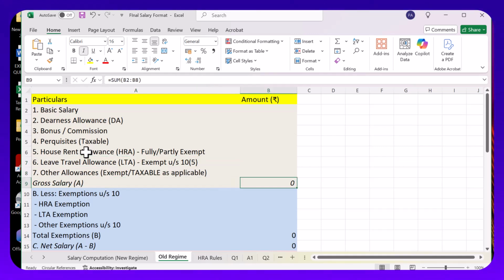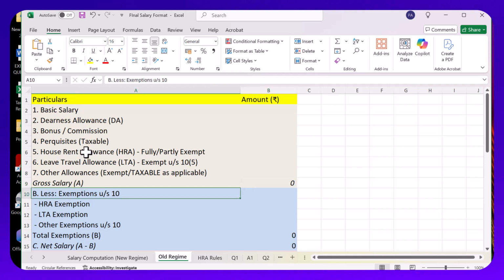So this will become the gross salary. Then we have some exemptions like the HRA exemption. So read this, and then you get the net salary.